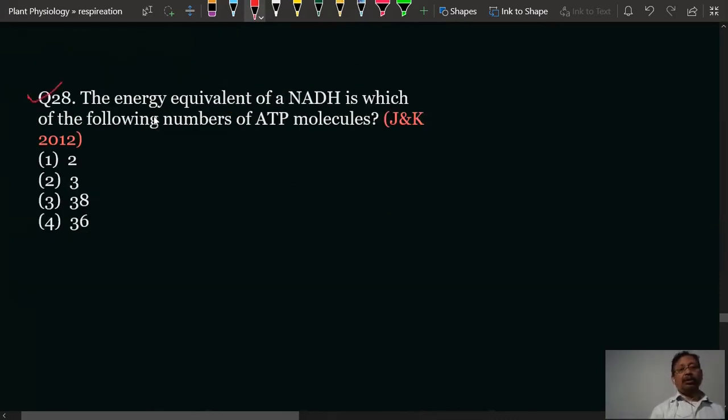Question 28. The energy equivalent of a NADH is which of the following number of ATP molecules? There is option 2, that is 3 ATP molecules are produced from one molecule of NADH when it is oxidized. One molecule of NADH has enough energy to support the synthesis of 3 ATP molecules.